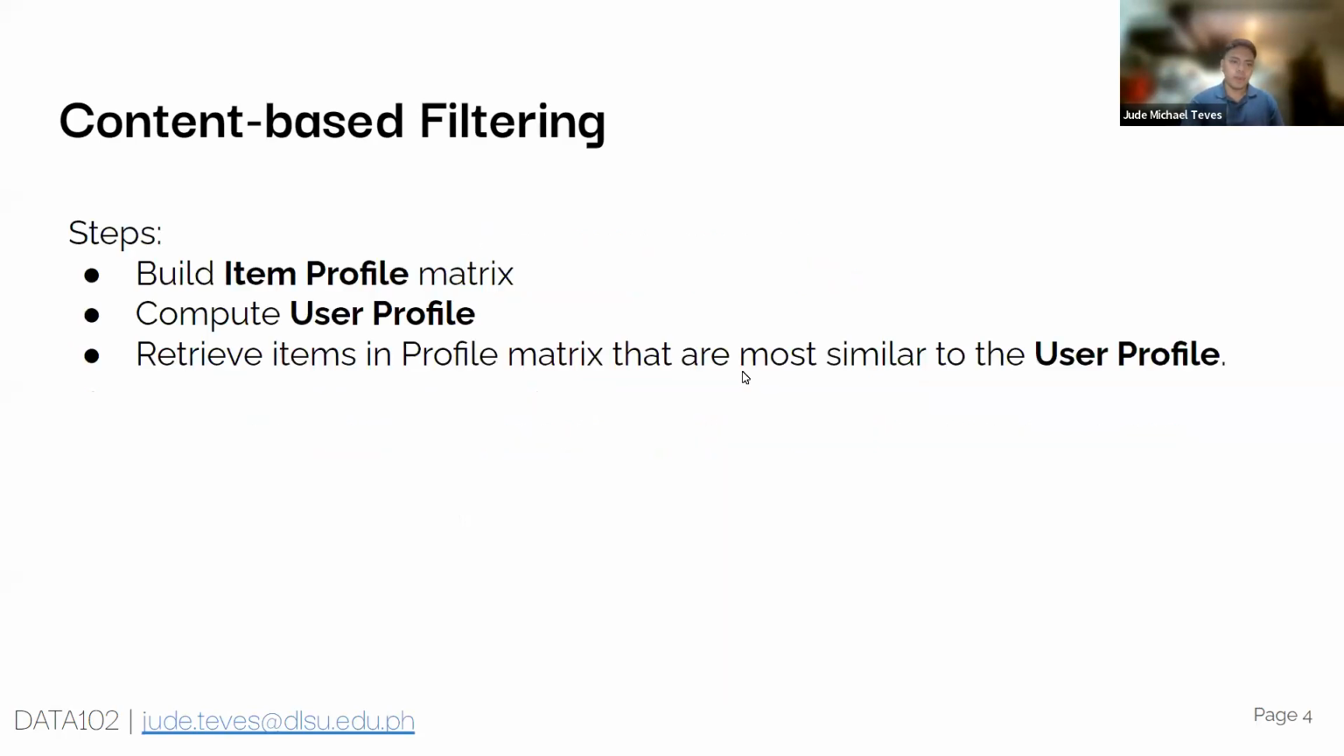The steps for doing content-based filtering are as follows. We first build the item profile matrix, and then we compute the user profile based on that matrix. Then finally, we retrieve items in the profile matrix that are most similar to the user profile.